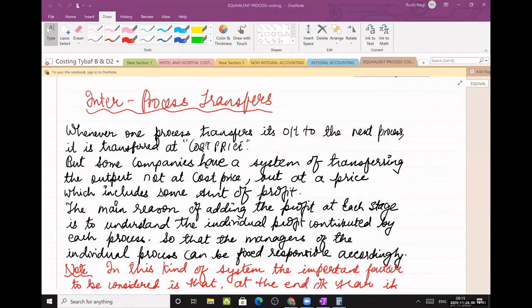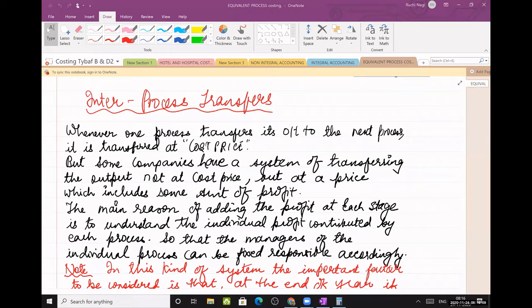Like when we did equivalent process costing, what was the reason for doing it? Obviously, it was for the purpose of completing the income. Now, what is this inter-process transfer?